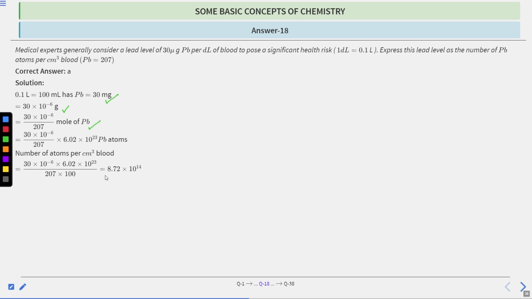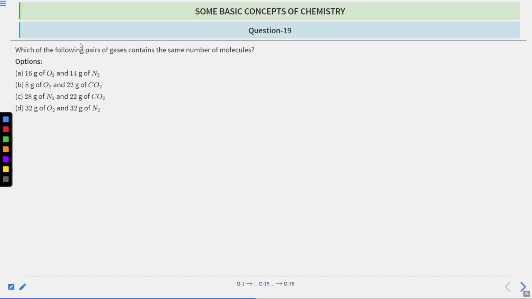This will be equal to 8.72 into 10 to the power 40. So this will be our solution, and hence option A will be the correct option. Moving to our question 19.